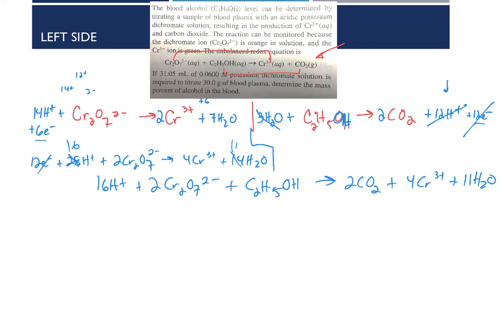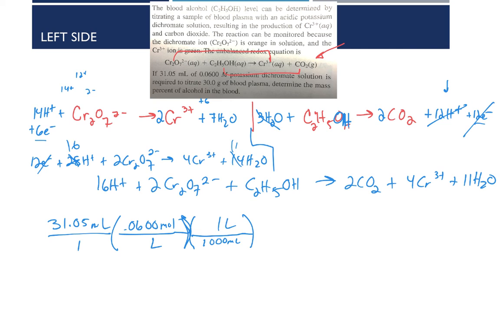All right, so now that I've got my balanced equation, now we just have stoichiometry to do. Okay, so they tell me that I have 31.05 milliliters of the potassium dichromate, and they tell me that it's 0.606 molar. Okay, so that's going to give me 0.0600 moles per liter. Problem I have here is that I got milliliters on the top and liters on the bottom. So I got to get rid of that milliliters as well. So we're going to go 1,000 milliliters per 1 liter. That's all going to cancel out, leaving me with moles.